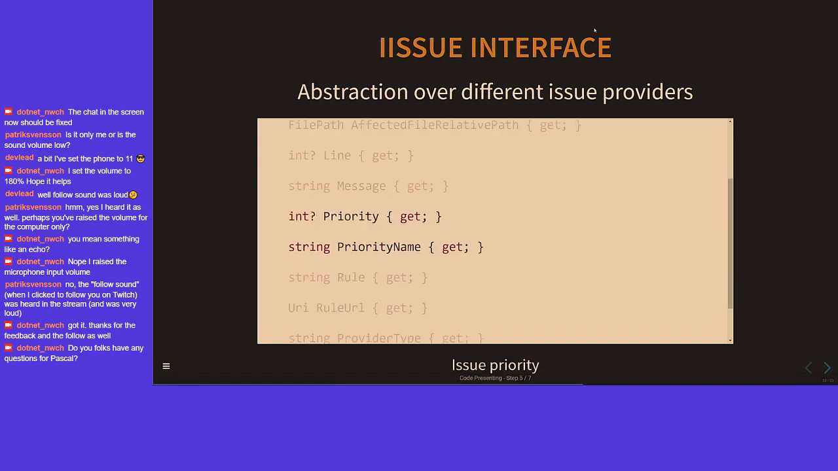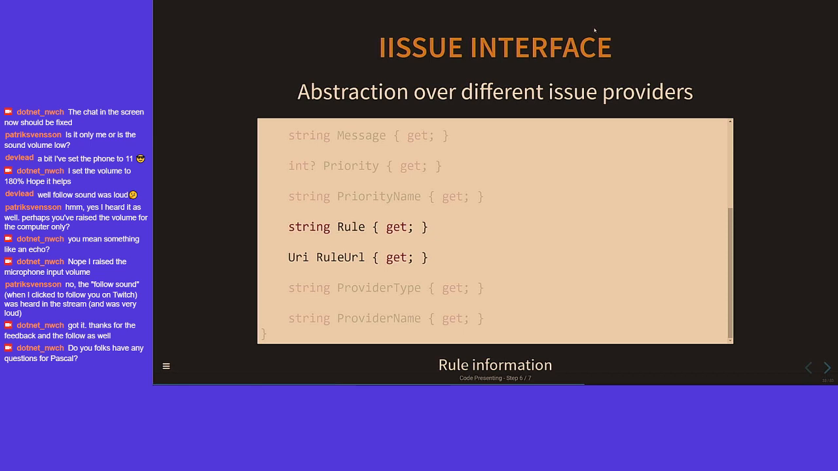There's a priority which is a number and a priority name which is a string, so it also depends on the issue provider and later on the use case what you want to do with it. And there can be a rule which is the name, for example, for all this CS something for MSBuild code analysis stuff, and the rule URL is something which the issue provider can create as a URL to get documentation about the specific rule.